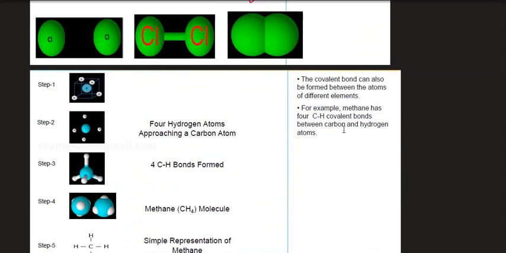Let us consider methane. Methane is represented as CH4. It means one carbon and four hydrogen. They are formed like this, so they can simply be represented as CH4. So how many C-H bonds are there? 1, 2, 3, 4. So there are 4 C-H bonds, covalent bonds.